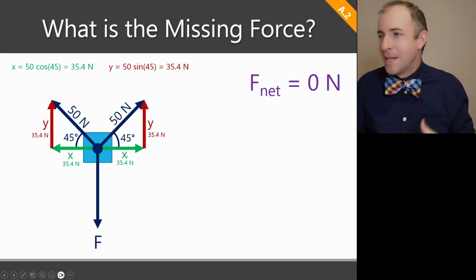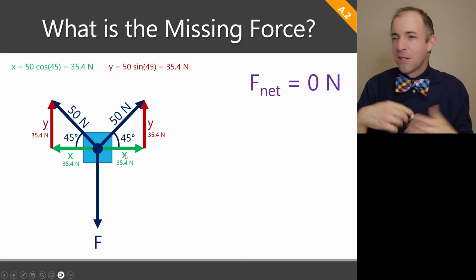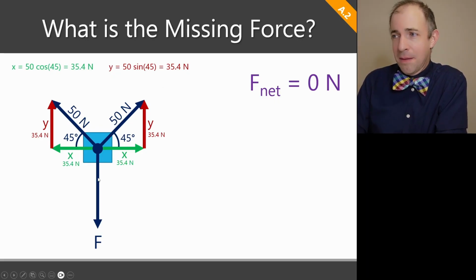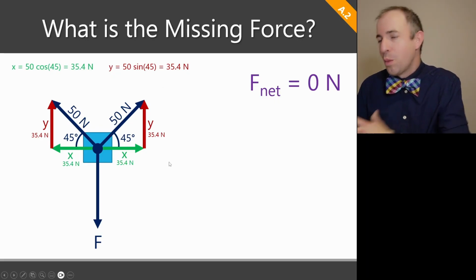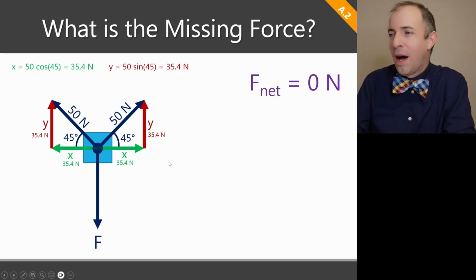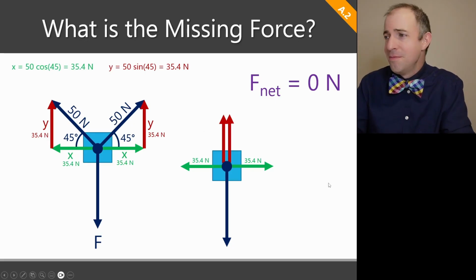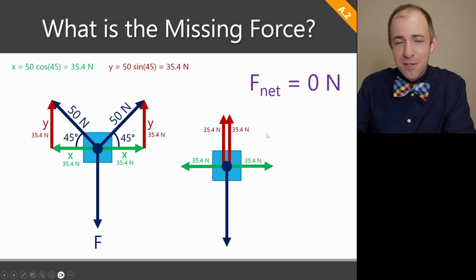As we did before, now that we've resolved those components, we can redraw this, not worrying about those 50 newtons at an angle. We've redefined them as an x and a y. So let's draw it like that. Let's say we've got 35.4 going in either direction, and 35.4 going up. And then we need to figure out this mystery.